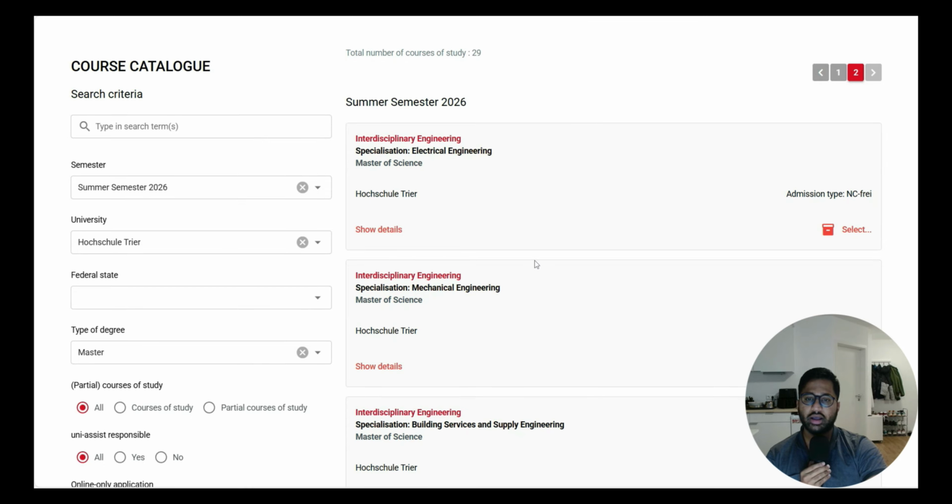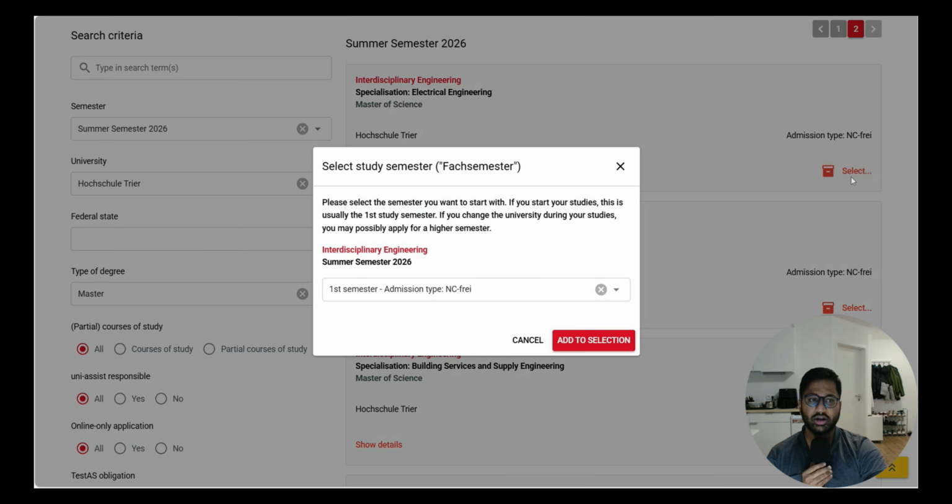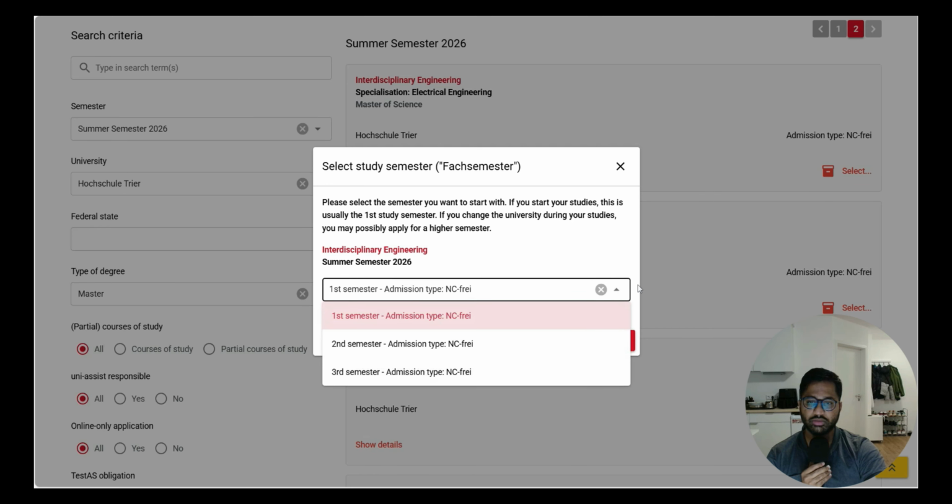As I told you, we have like 6 to 7 specializations in interdisciplinary subjects. I will choose electrical engineering, because then it will be good for our playlist, as we are looking only for electrical engineering. Once you click on select, you need to select either first semester, second semester, or third semester, depending upon your interest.